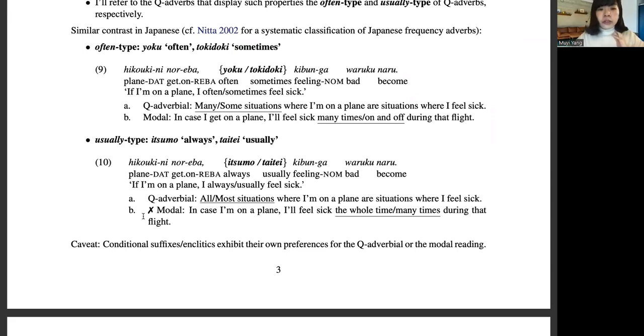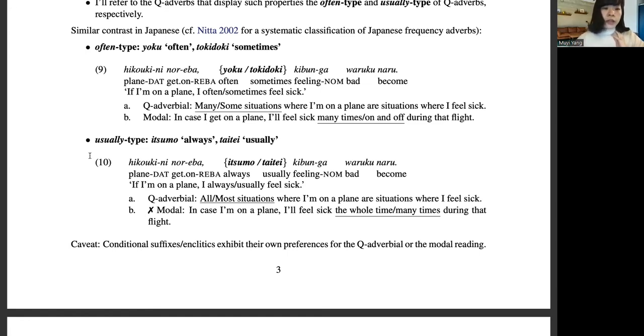Speakers suggest that the sentence has both the Q adverbial reading and the modal reading. Under the Q adverbial reading, we are saying that many or some situations where I'm on a plane are situations where I get sick. And under the modal reading, we are saying that in case I get on a plane, I'll feel sick many times or on and off during that flight.